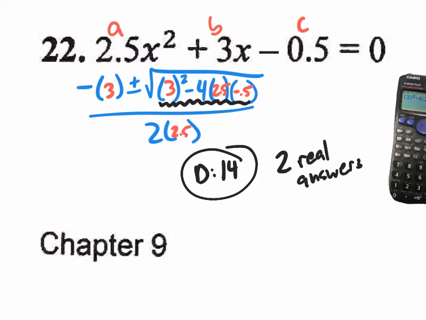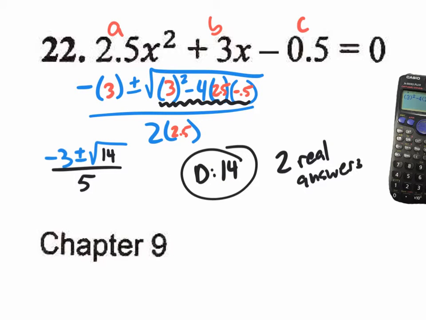I mean, think about it, guys. If I kept going with the formula, negative 3 plus or minus the square root of 14 divided by 2 times 2.5, that's going to be divided by 5. This is a decimal number, and you will get 2 different answers if you add square root of 14 to negative 3 and then subtract square root of 14 from negative 3. That's why we have 2 real answers based on this discriminant being positive.